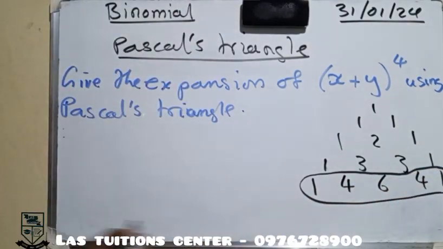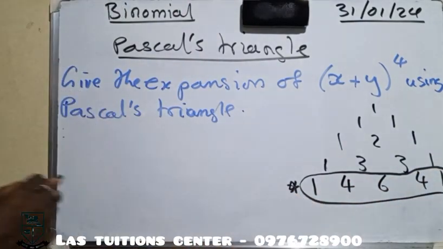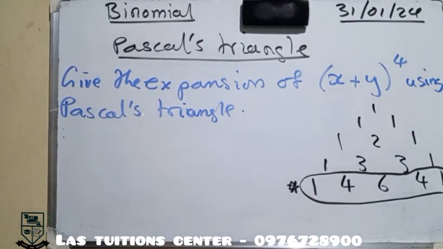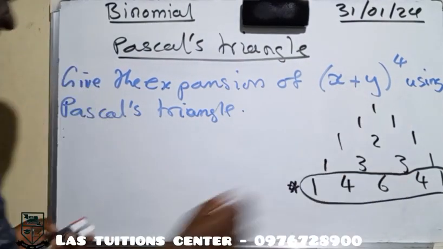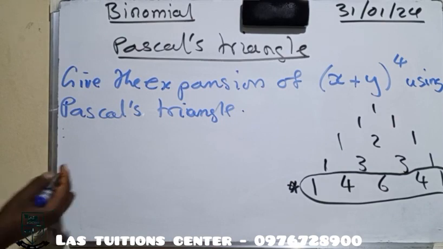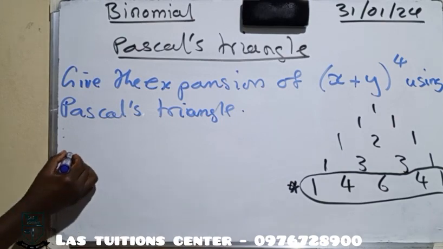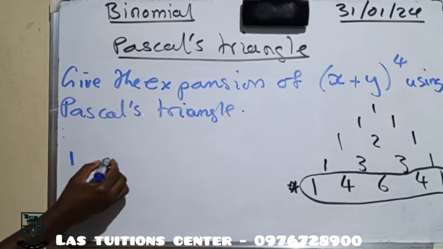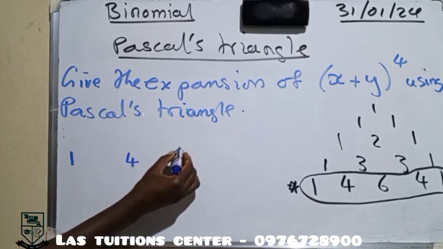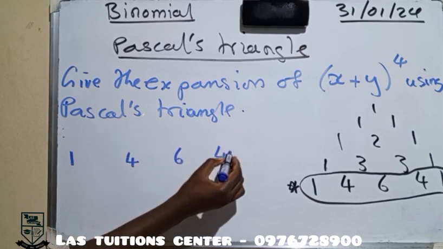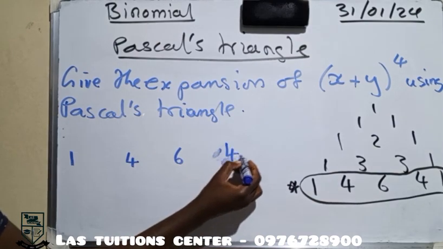So this is what we are looking at. So these are the coefficients. So we have this and we have to give the expansion to the power 4. So we can simply write those and say 1, we have 4, we have 6, we have 4, and a 1 there.